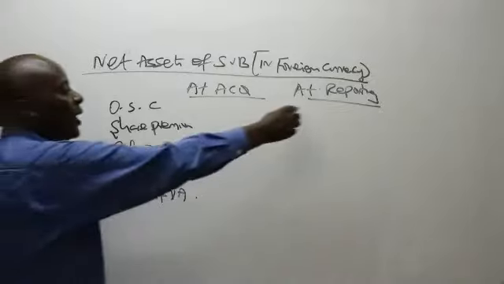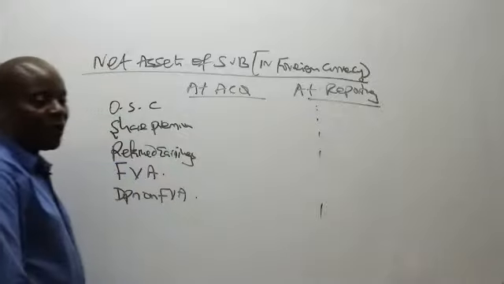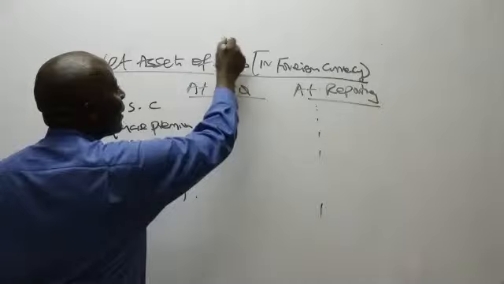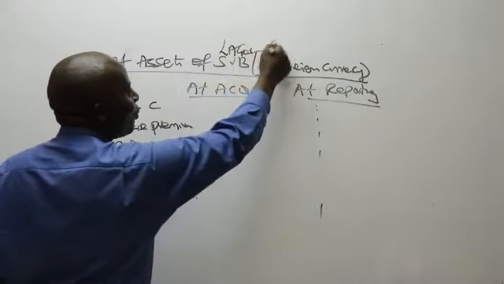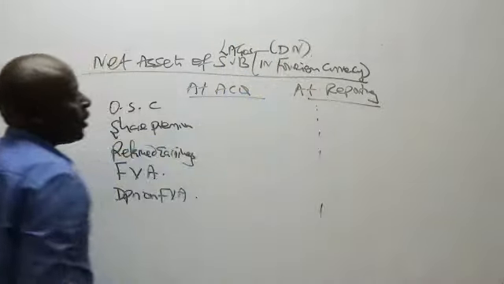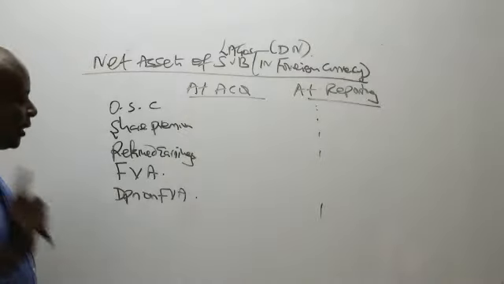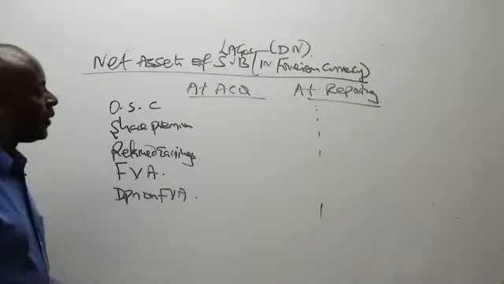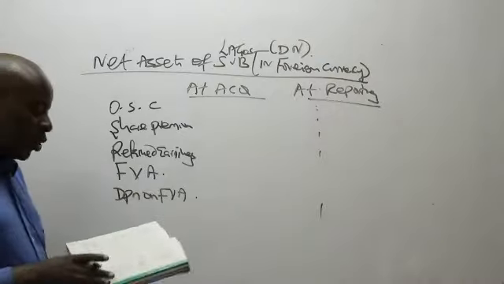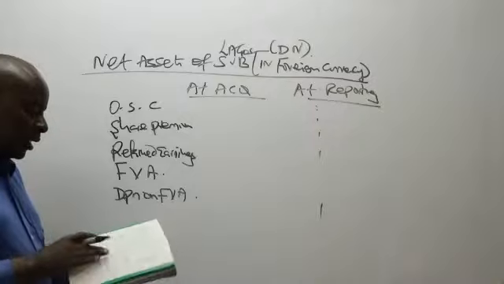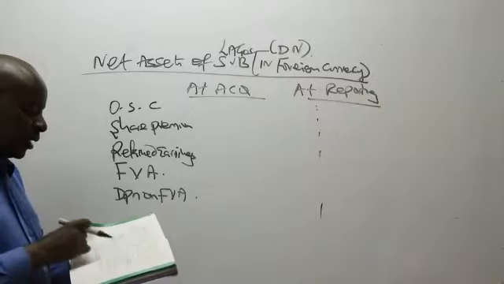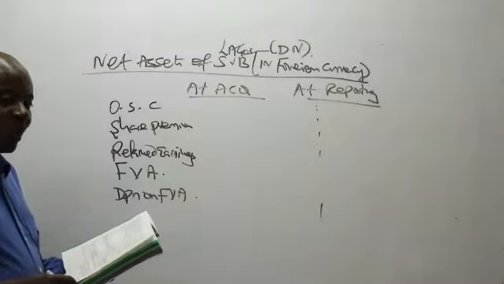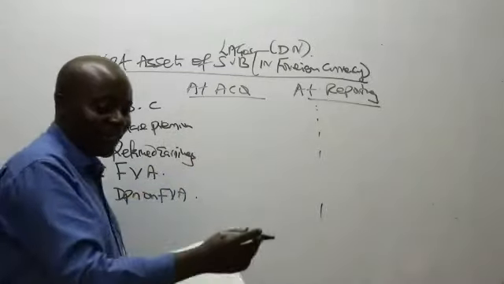Haya, kujeni kwanza mjaze column. Kumbukeni ni net assets of the subsidiary, net assets of Lagos in terms of its currency, which is the DN. Tuende kwanza tujaze at reporting. What do we have there? At reporting is the same as at year end.